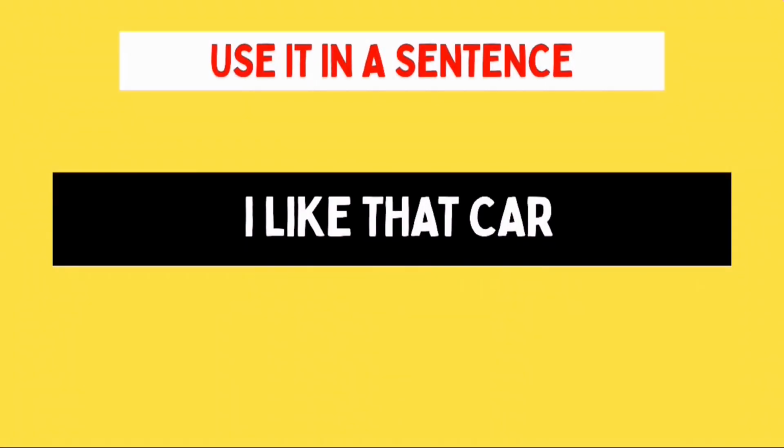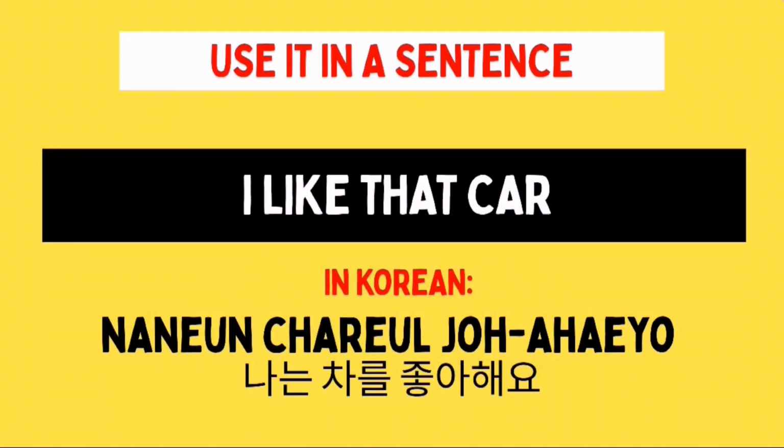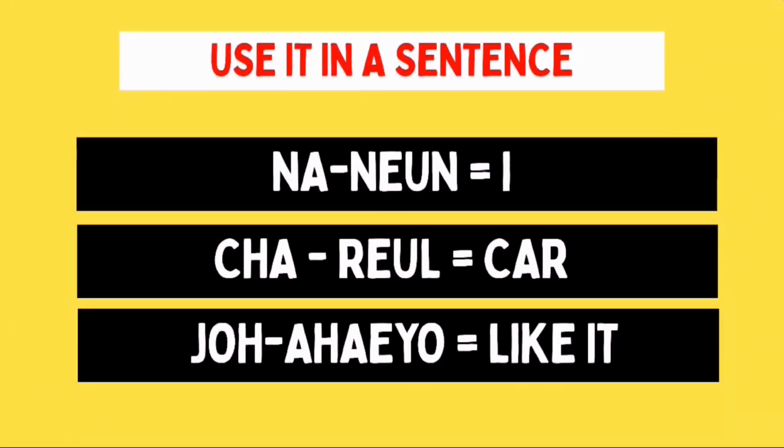Now that we have an idea about the meaning of the word joah, let's look into this example sentence. It says, "I like that car." The Korean translation of this sentence is, 나는 차를 좋아해요. 나는 means I, 차를 means car, joayo, which has joah, which is our word for today, means I like it.